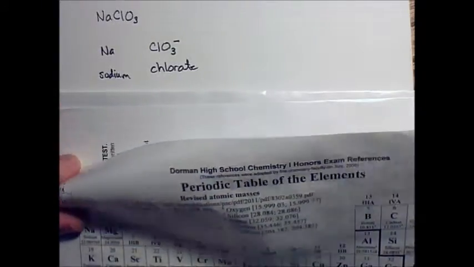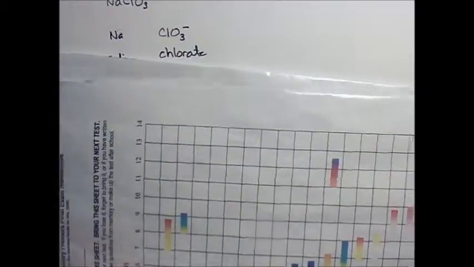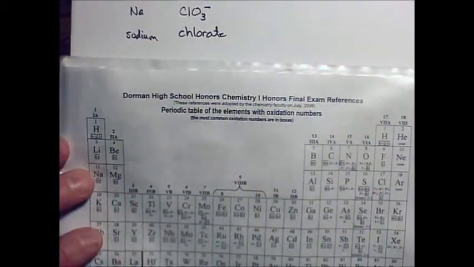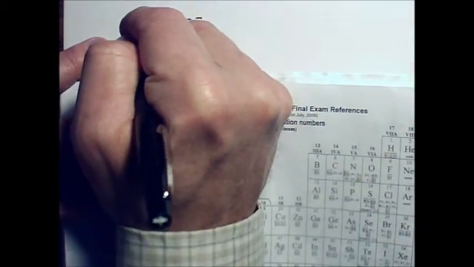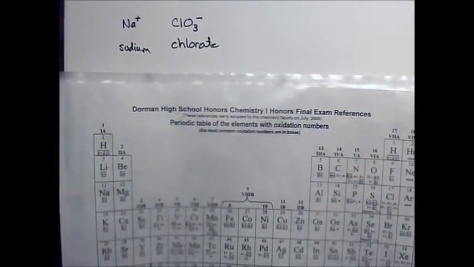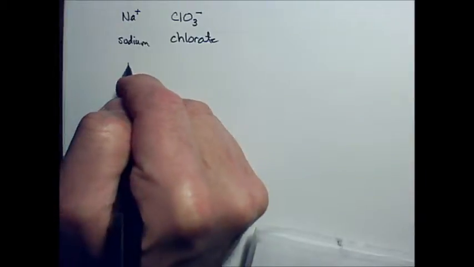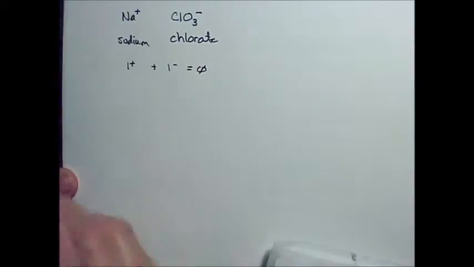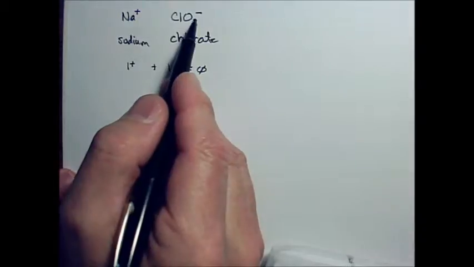What tool do you use to find oxidation numbers? Periodic table with the oxidation numbers. So sodium only has one oxidation number, a +1, which we only write as a plus sign next to the symbol. Okay? All right. And I know that if I put a 1 plus and a 1 negative together, I get a 0, don't I? So I know the charges are working out here for this to be a neutral compound.